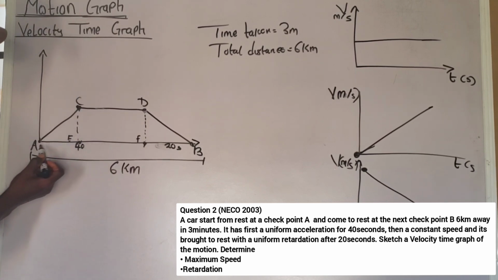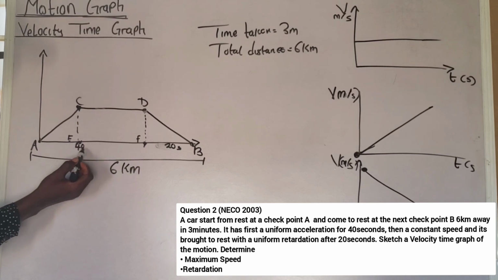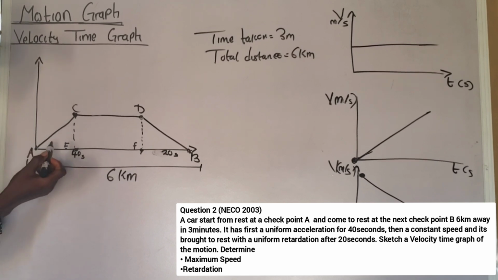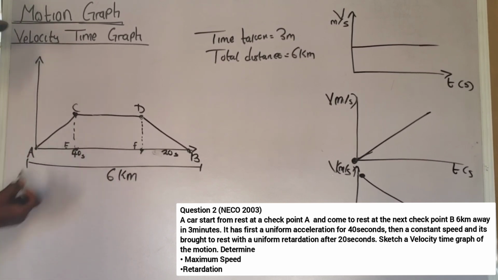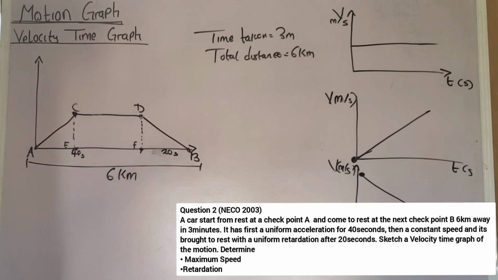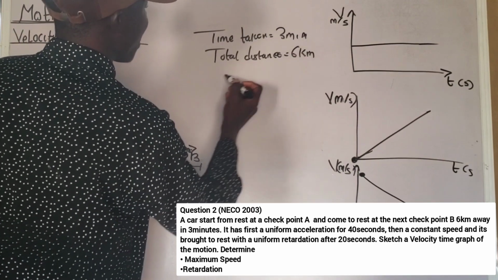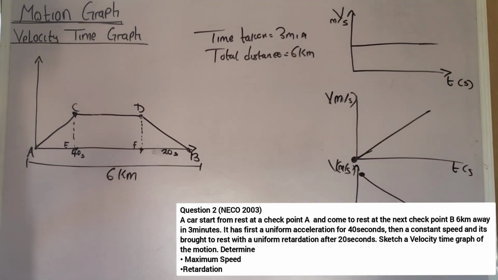Now, we've known the time that the car used to travel from A to E. That is 40 seconds. Now, we need to determine the time that the car used to travel from E to F. You understand? So, don't forget that we've been given in the question that the total time taken is 3 minutes. Now, we want to change 3 minutes to seconds. That will be 180 seconds. You understand? 3 minutes to seconds.